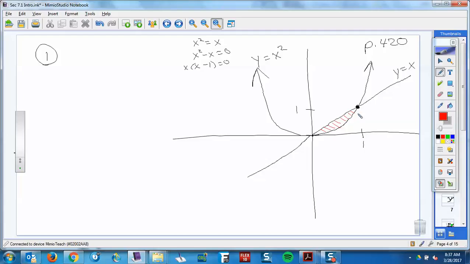Now C says draw a picture. Let's draw the picture first. So, what do we need to find first to draw 5 left rectangles? The width. So, we got what? 1 minus 0 divided by 5. So, it's 0.2. So, 0.2, 0.4, 0.6, 0.8.